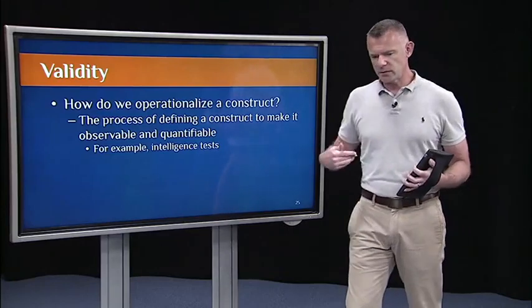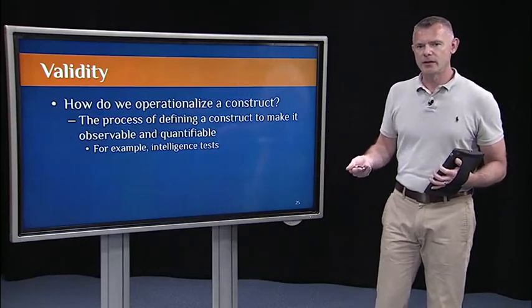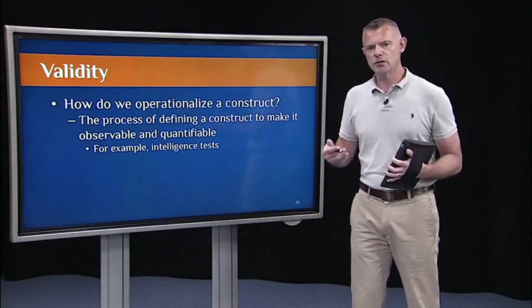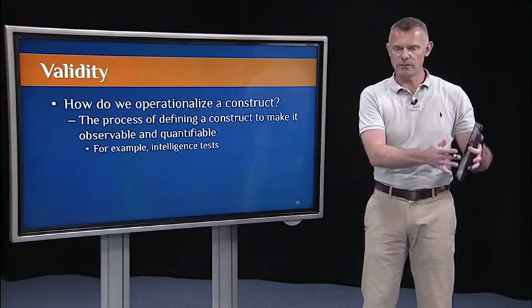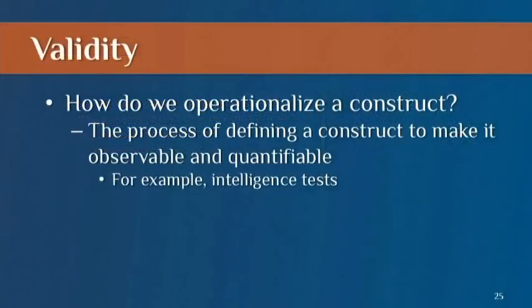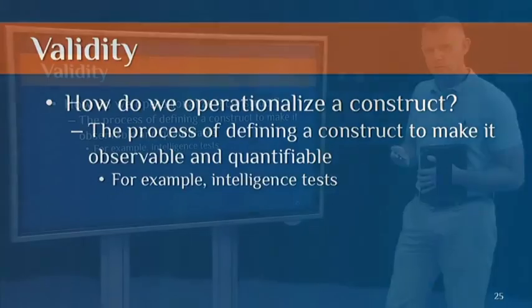One of the most important things for statistics and to do empirical research is to operationalize a construct. So first define the construct, but then come up with some way to quantify that construct. So that's the process of operationalization. How do we operationalize a construct? You define it to make it observable and quantifiable.